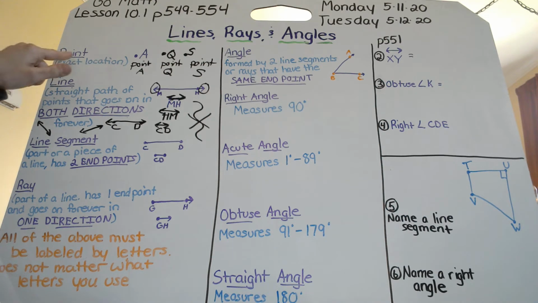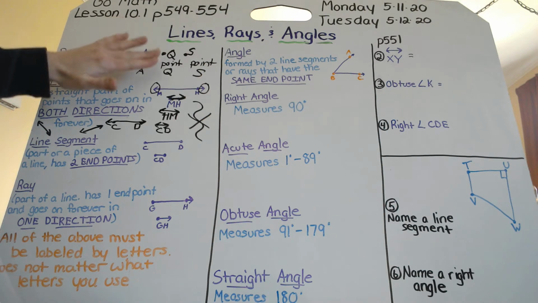Okay? So a point is a specific location, and it's a dot with a letter, and it's point A or point Q.